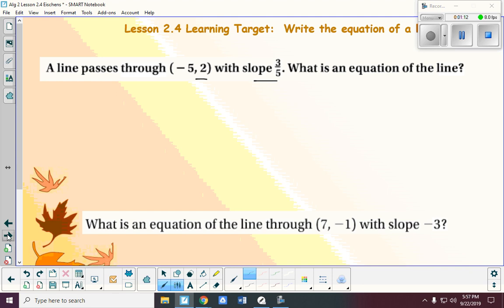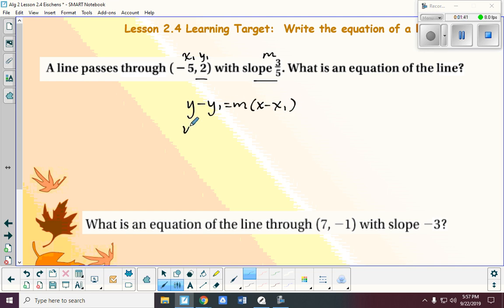So now in this problem, it says a line passes through negative 5, 2 with a slope of 3/5. What is an equation of the line? Well, before we've learned that we could write an equation if we know the y-intercept and the slope, but we don't have the y-intercept in this situation. But we have a point, and so we will call that x sub 1, y sub 1, and we have the slope, which is 3/5. So we can use the point-slope formula.